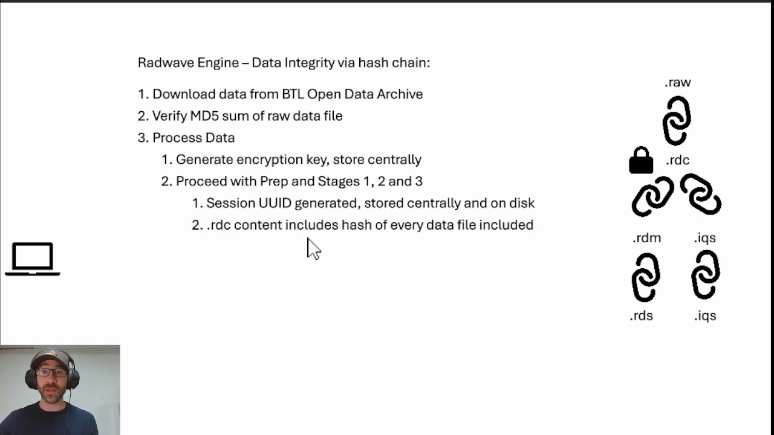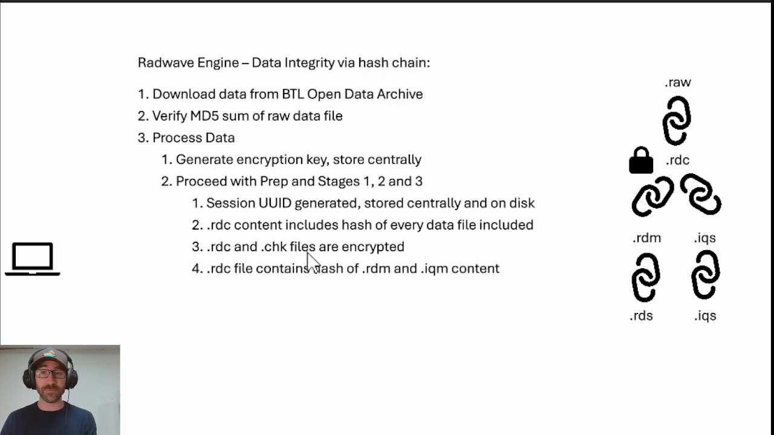And then the .rdc file includes hashes of all of the open data archive files, so we know exactly what's been included and we can validate that appropriately. Whenever we write or update this RDC file or the checkpoint files, those are encrypted locally, so that way they're not tampered with at all during the processing.